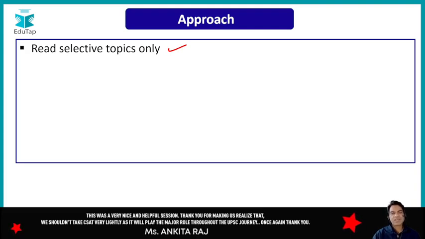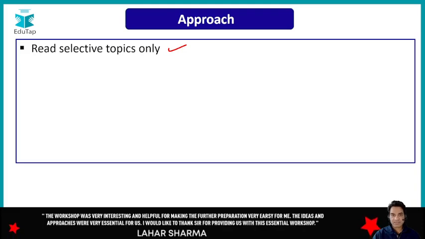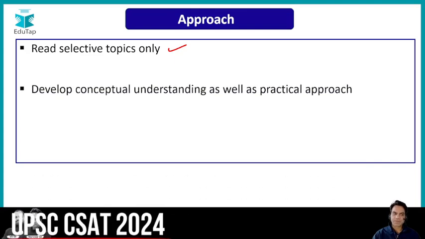Read about general topics: climate, healthcare, education, finance, economy, rural sector, agriculture, global warming. These are the topics that are frequently asked in the exam. Artificial intelligence, science and technology, as I told you, electric cars, renewable sources of energy. So these are the topics that are frequently asked in your exam, right? So read about them. So read selective topics only.